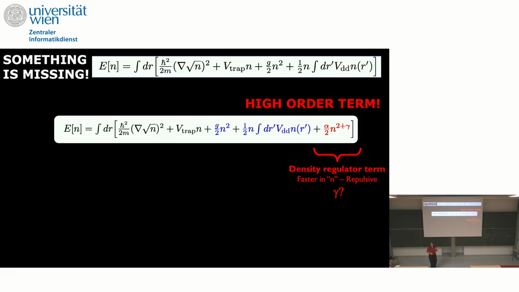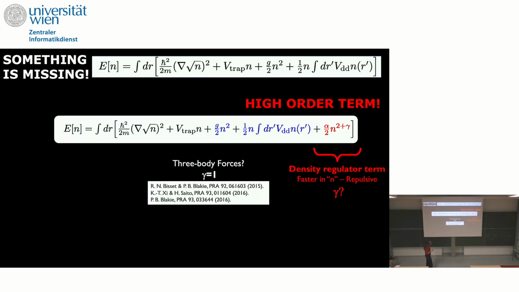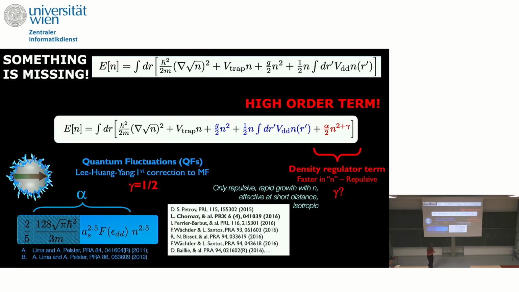And so the first proposal was that this is a mean field two-body interaction. Maybe this is a mean field three-body force. So there was a lot of discussion, really considering this gamma to be one, so three-body forces. And there are some papers. However, it was not really fitting with our experimental data. So it seems that considering a pure three-body force was not okay.